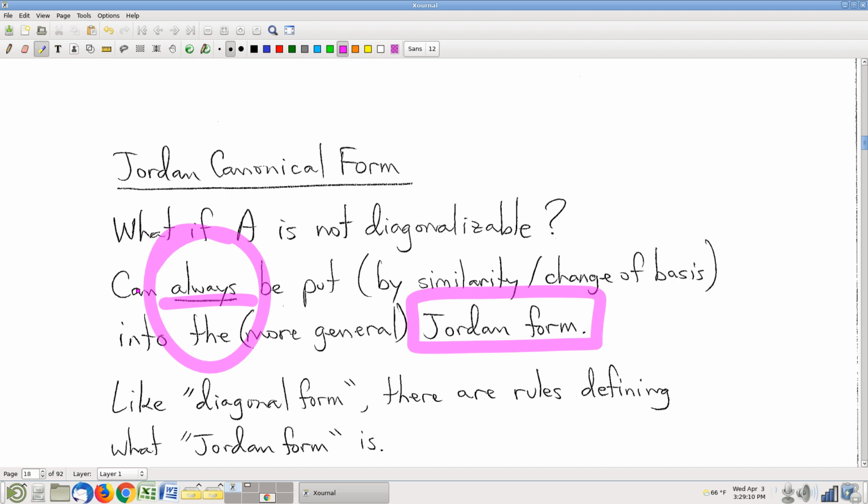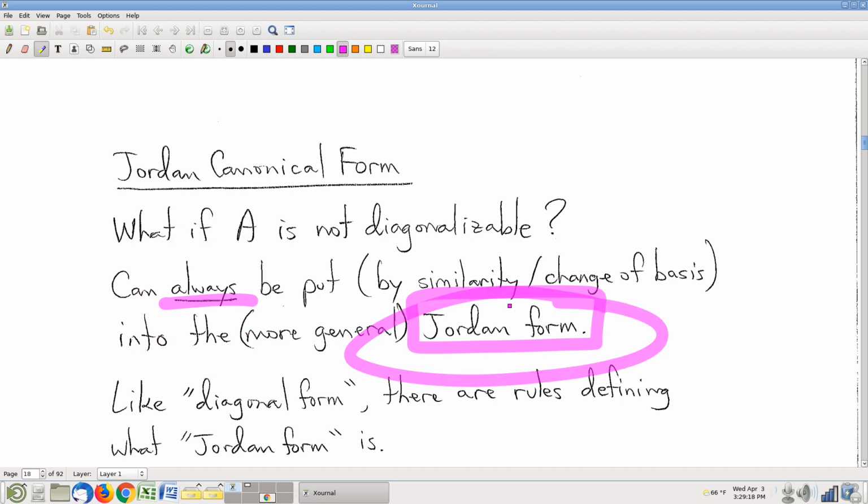So the good news is that this is something that always works, and that's a sigh of relief. This is never not on the table, right? That's nice. The bad news is Jordan canonical form is not as nice as diagonal form. It's really not. It's weird in certain ways. And it's a long story for me to tell you what Jordan canonical form is, so bear with me. We're going to have to go through and describe all of that.